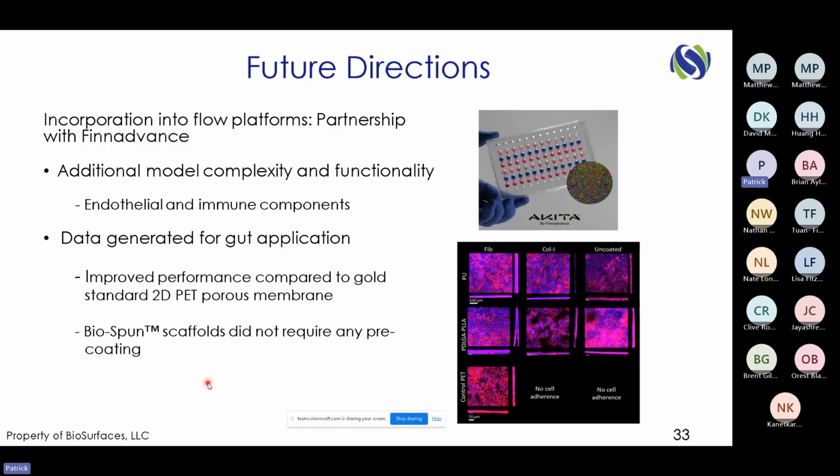And as Tuan had mentioned, they have found in their preliminary pilot studies using our electrospun scaffolds that they do have improved performance compared to the standard two-dimensional track etch pore polyester film-based scaffold, I should say membranes, in that case. And one key attribute that seems to be very helpful is that our scaffolds don't require any kind of pre-coating, so it just makes it very user-friendly and easy to use.